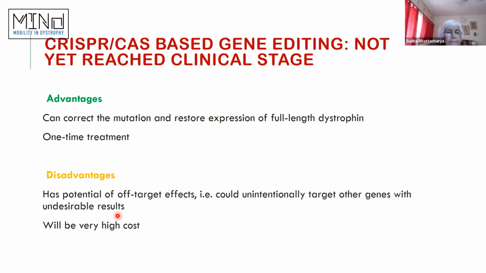A disadvantage is that when you are editing the gene, there was a mutation and you are correcting it. So you want only the mutation which was in dystrophin to get corrected. But this machinery CRISPR-Cas sometimes unintentionally can go to other targets, other genes also, where it is not supposed to touch. And that can have off-target effects, they say. That means instead of only tackling dystrophin, at the same time it is going to some other gene also. And that can have disastrous effects. So this is a drawback of this technology, which they are trying to improve. And the cost for this also is going to be high.